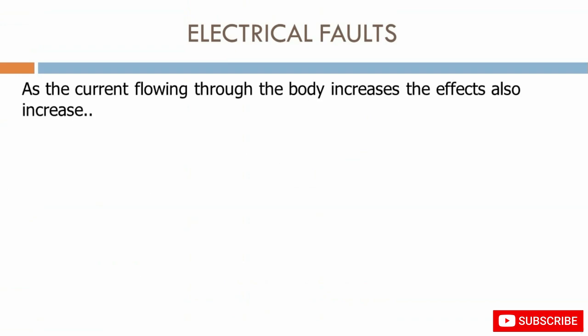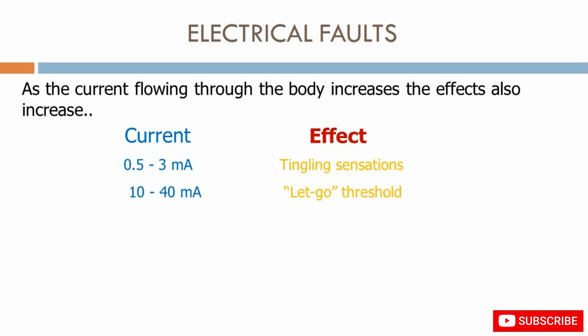As the current flowing through the body increases, the effects also increase. For the current between 0.5 and 3 milliamps, there will be minimal effects, including tingling sensations. For the current between 10 and 40 milliamps, we have the let-go threshold. Above this, the muscles contract and the person can't let go of the live conductor. Between 30 and 75 milliamps, things get more serious. We can have respiratory paralysis. This is when the muscles contract and people find it difficult to breathe.